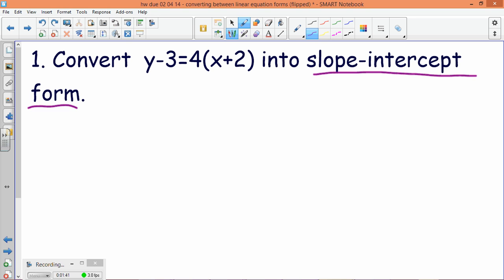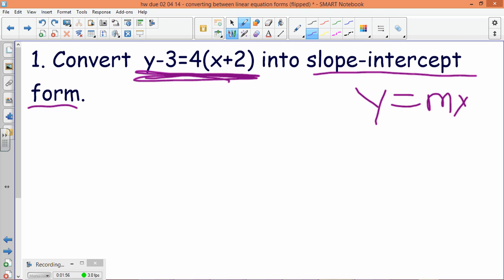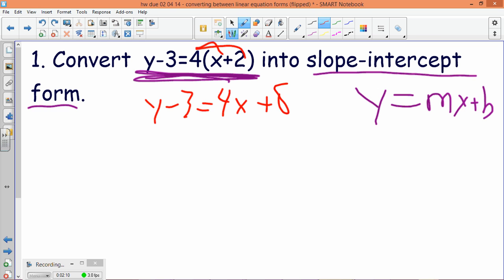The way I do this is just by what I like to call massaging the equation. I just want to move stuff around until I get this into this form right here. And first thing I'm going to do is distribute. 4 times x, 4 times 2, I get y minus 3 is equal to 4x plus 8.